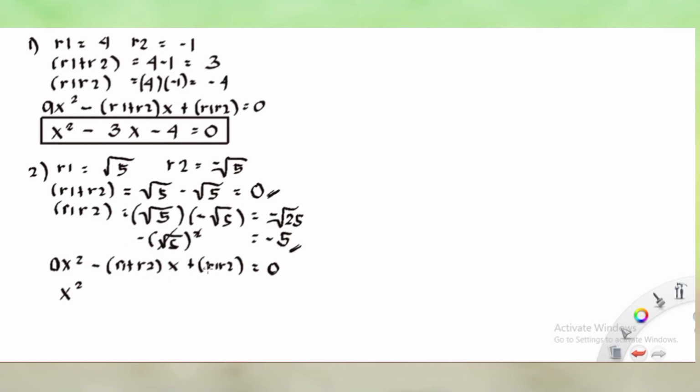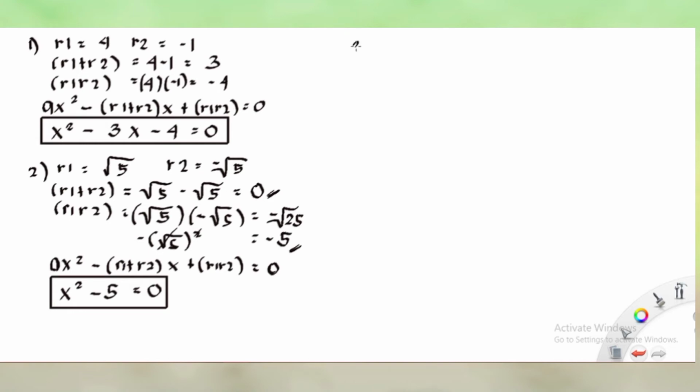And then, plus the product. That is negative 5. So, we will write minus 5. And then, equals 0. So, what is present is just the ax squared and the c. Dahil ang b natin ay 0. Kaya, wala na siya. This is an incomplete quadratic equation. Okay? So, that's x squared minus 5 is equal to 0.